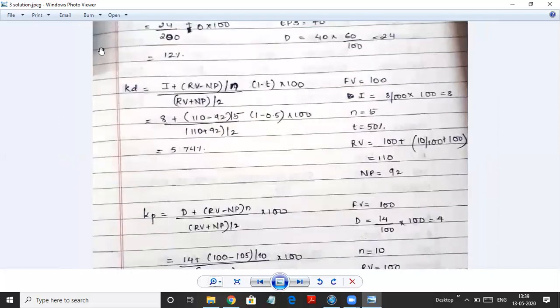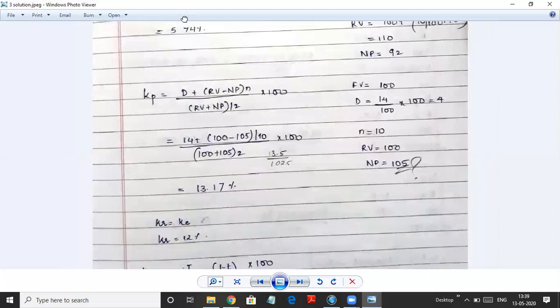Now cost of retained earnings, I told you, is equal to cost of equity. So cost of equity we had got as 12%. The same I'm taking for cost of retained earnings.